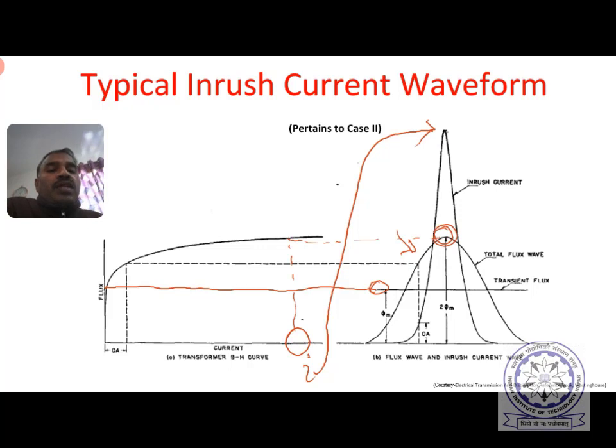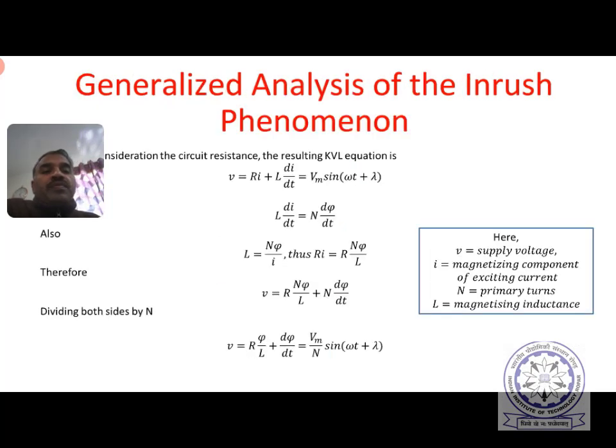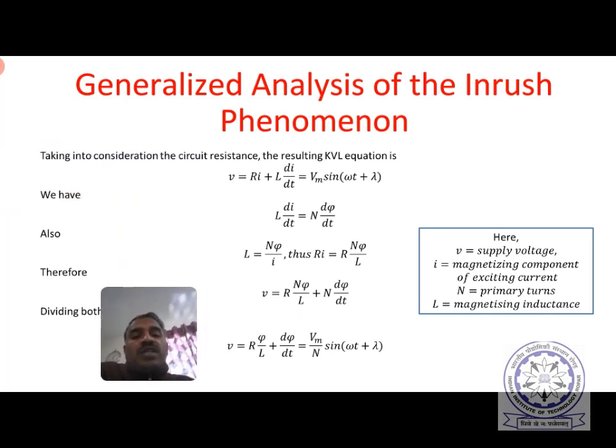Of course here, as I told you, we are assuming the entire flux is flowing through the core only, and the core is saturating even further. But actually some portion of the flux will go through the air after a certain level of flux inside the core. So this is how the typical inrush current waveform can be obtained. Inrush current can be found graphically.